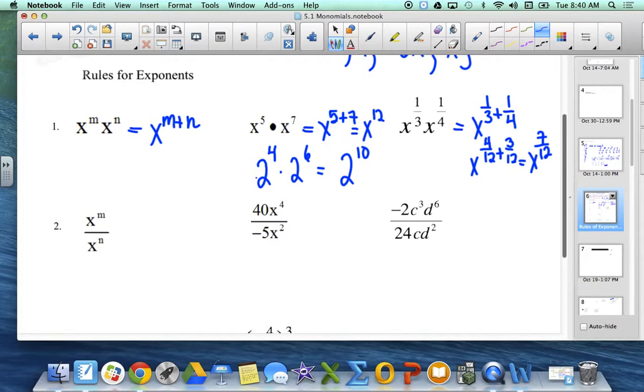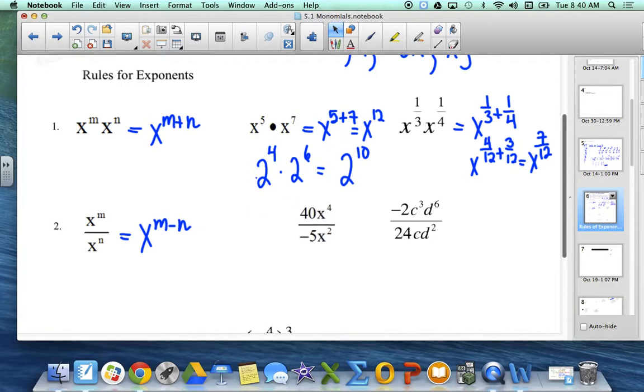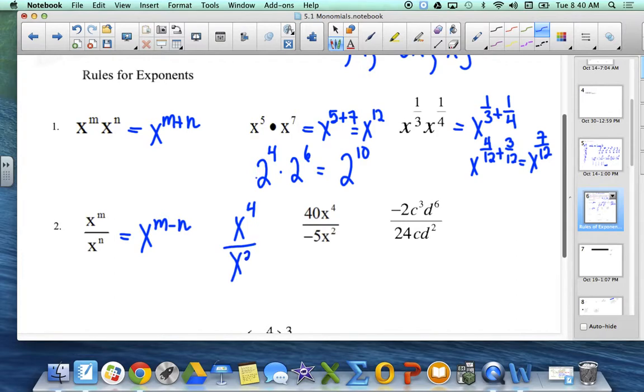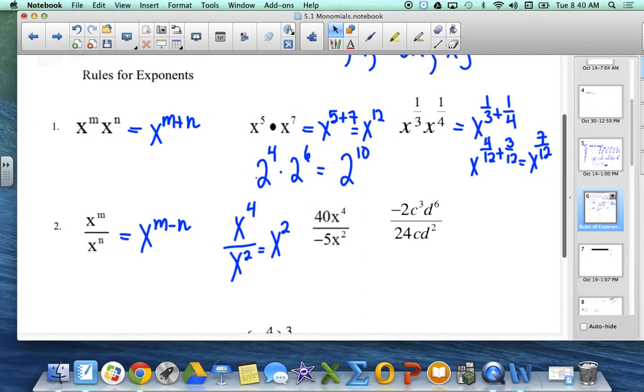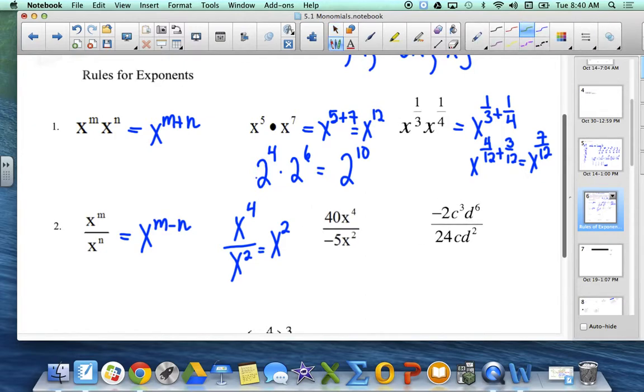Okay. The next rule says x to the m divided by x to the n. You're going to subtract your exponents. So the example that I have up here, let's start with an easy one. So we'll say x to the 4th divided by x to the 2nd. You would subtract your exponents to get x to the 2nd. So here I have two a little bit more complicated. How many times does -5 go into 40, y'all?